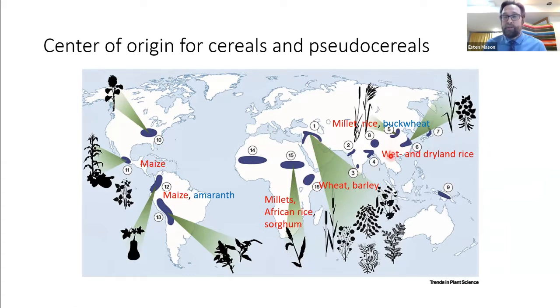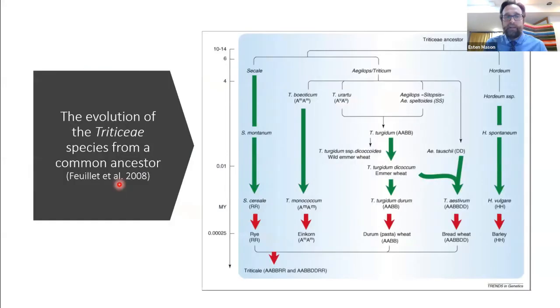Rice in parts of China. You had grains, sorghum, and millets in Africa, and then maize really in this Balsas River area of Central America, Mexico. And then maybe a second center of origin for maize in South America, as well as amaranth. And so crops were domesticated in these centers of origin and then moved out across the globe after that.